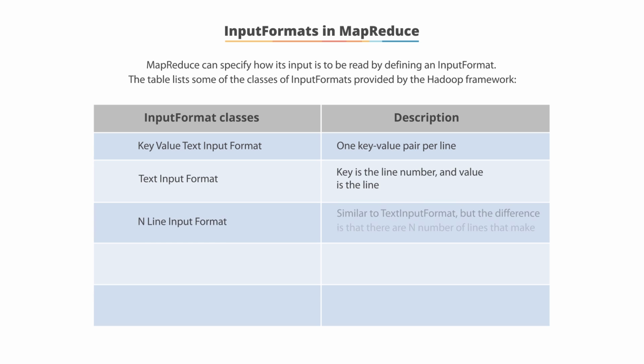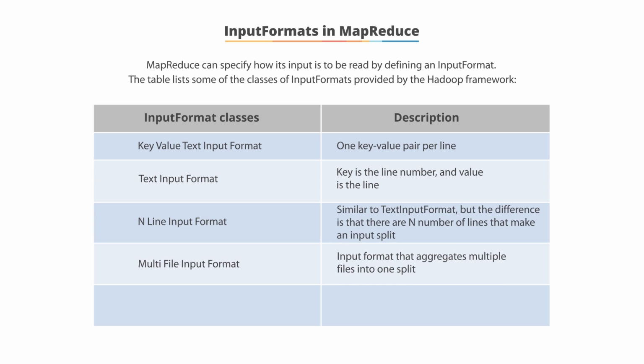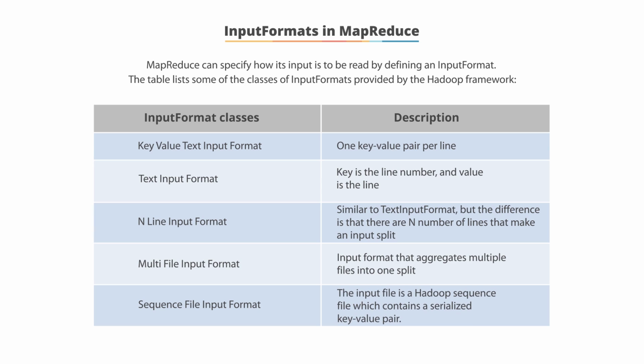NLineInputFormat is similar to TextInputFormat, except that there are n number of lines that make an input split. MultiFileInputFormat is used to implement an input format that aggregates multiple files into one. SequenceFileInputFormat is used to implement an input format where the input file must be a Hadoop sequence file, which contains serialized key value pairs.